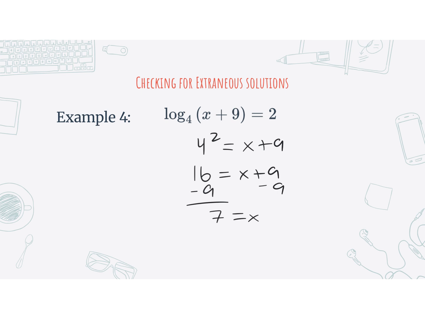So, per usual, I'm going to check to make sure my argument of x plus 9 works. If I subtract 9 from both sides, x has to be bigger than -9, which, last time I checked, 7 is bigger than -9. So we are all good for this problem.